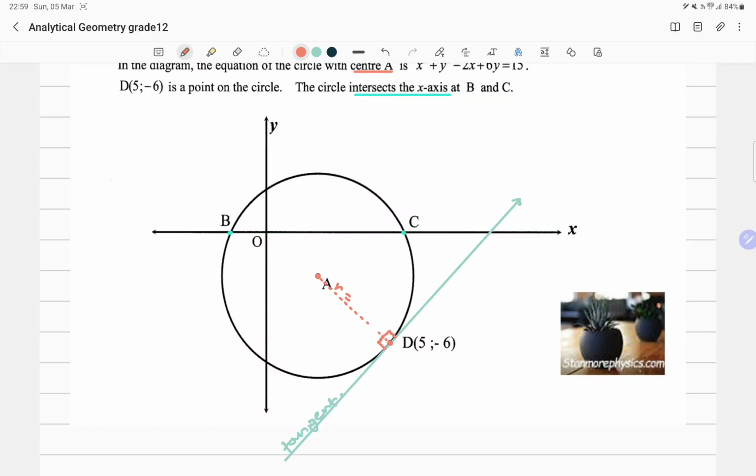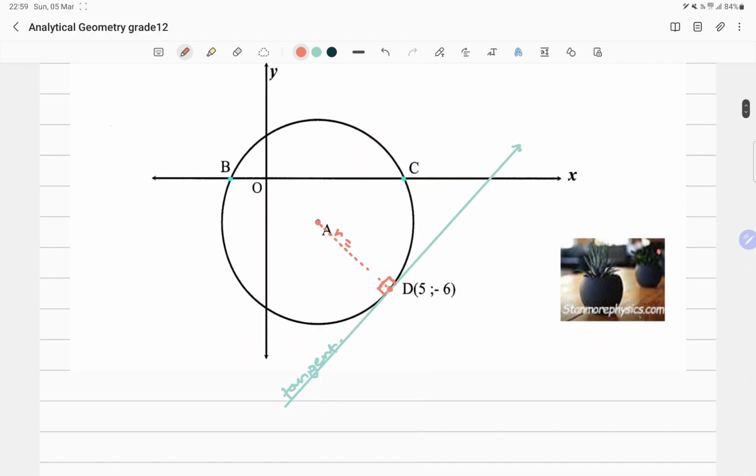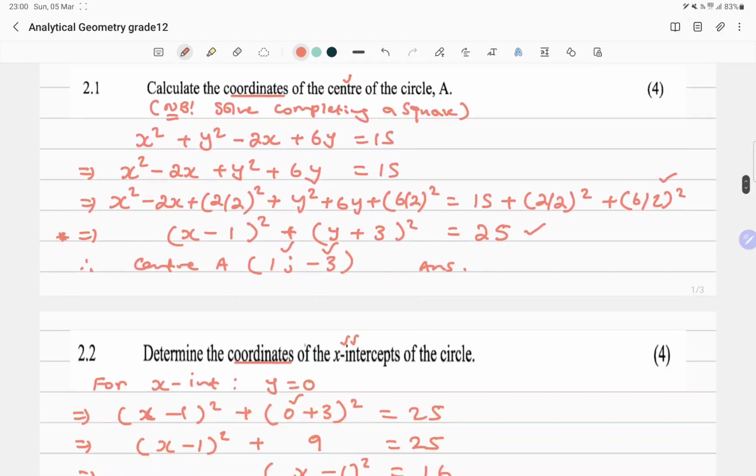Yes, so that means AD is perpendicular to the tangent line. Okay, so what do we know about perpendicular lines? We know that the product of their gradients equals -1. So we're going to use that property. And remember, we've just found A to be (1, -3). So we found the coordinates of A, and with 2 points we can get the gradient of AD. Then if we divide that from -1, we get the gradient of the tangent. So that's the planning that needs to go in there.